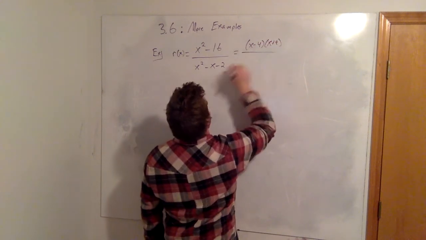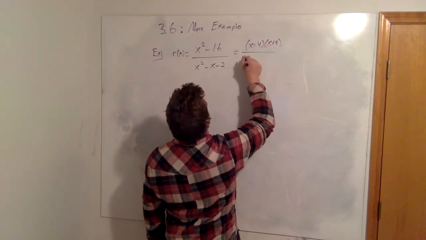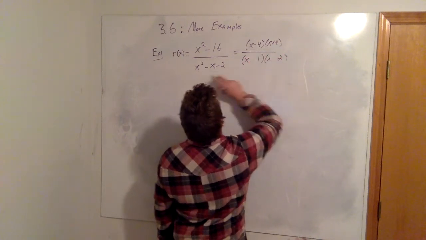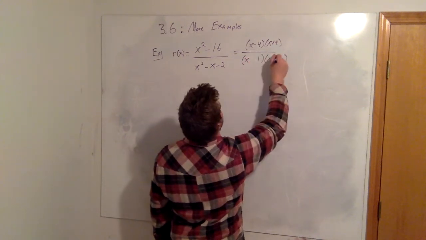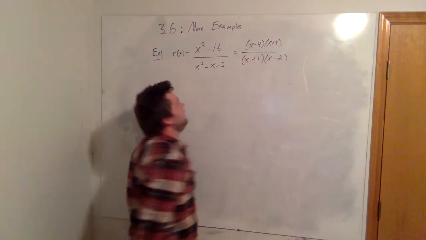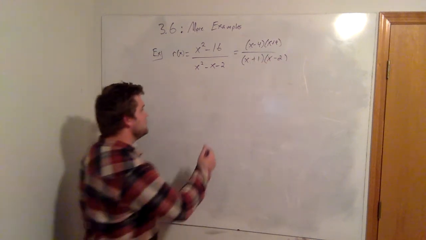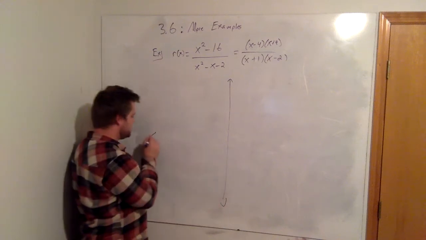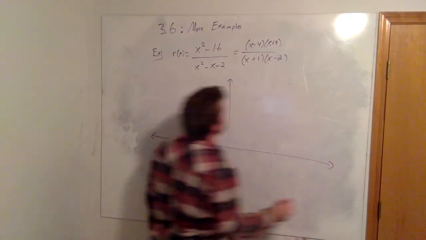Okay, and our denominator looks like it can factor to, I need a combination of 1 and 2. And they need to add to a negative, so the bigger needs to be the negative number. Okay, so let's go ahead and start sketching things. Let's take a note here.